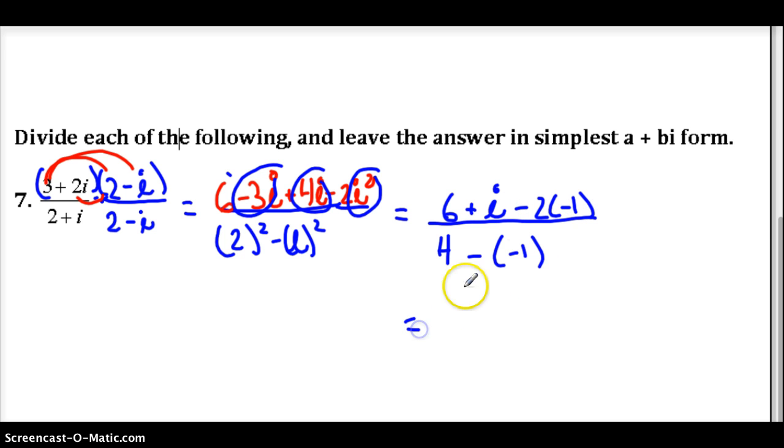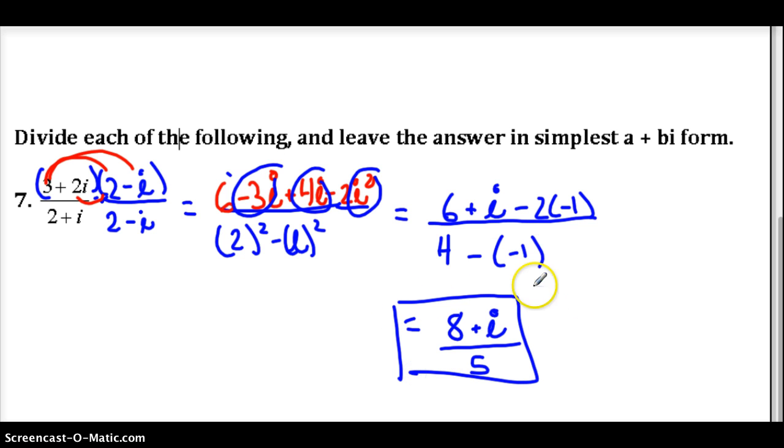All right, let's simplify this again. This whole thing is going to be positive 2, right? So this is going to be 6 plus 2 is 8 plus i. That's our top. And the bottom, 4 minus negative 1, that's just 4 plus 1, so that's 5. And that would be our final answer. So once again, you just multiply by the conjugate. You do the annoying foiling on the numerator, square the bottoms in the denominator, and you're good to go.